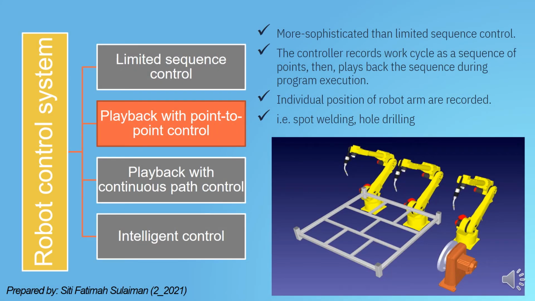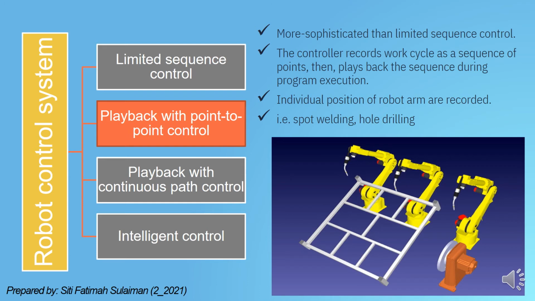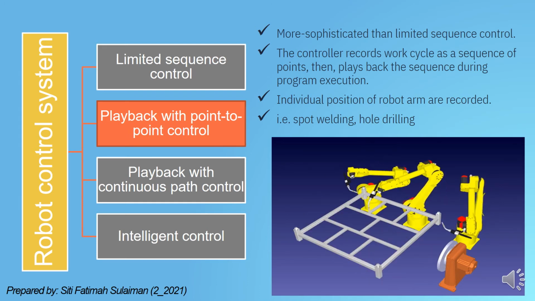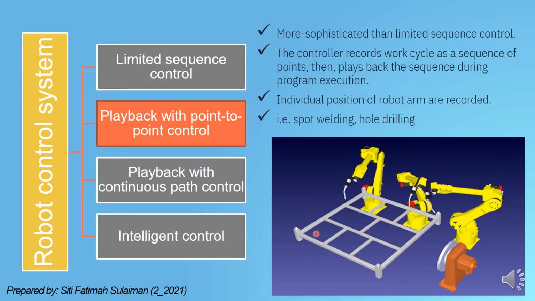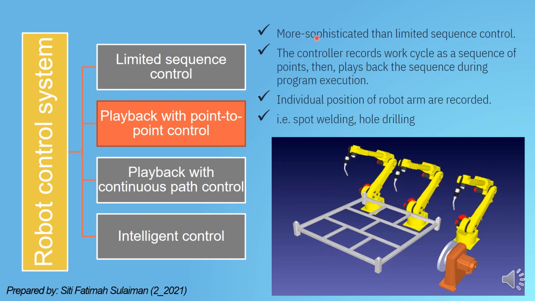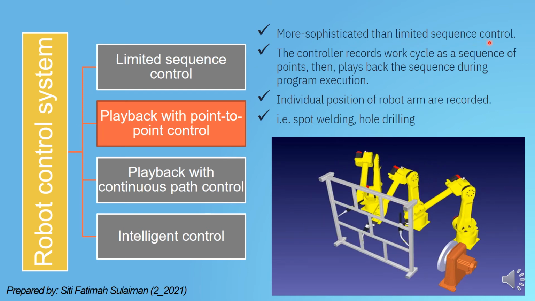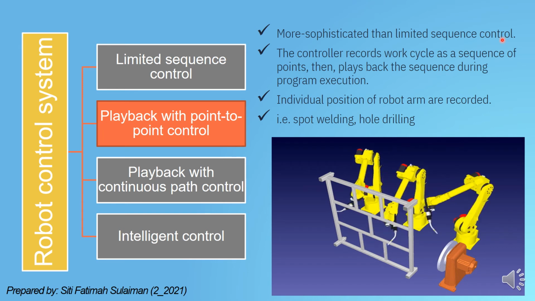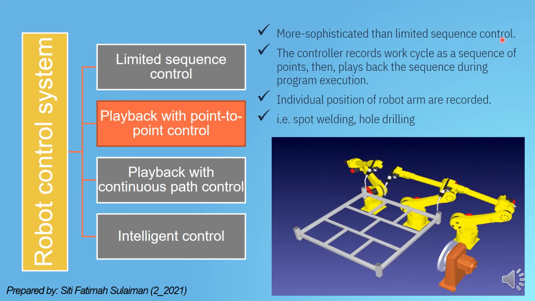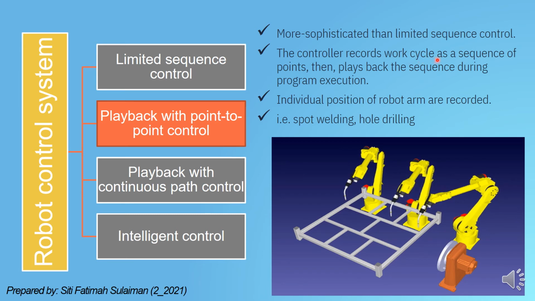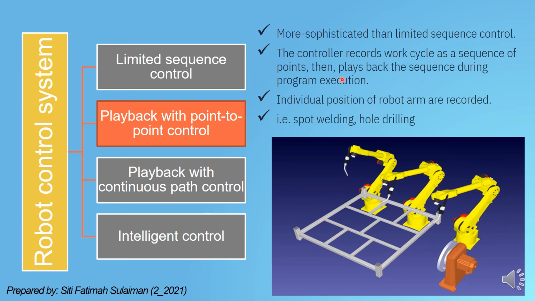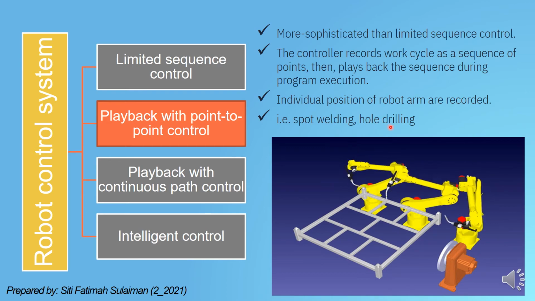Point-to-point control is capable of moving from one point to another point. This type of control system is more sophisticated compared to limited sequence control. The controller records the work cycle as a sequence of points and then plays back the sequence during program execution. This control system is normally used for spot welding and hole drilling.